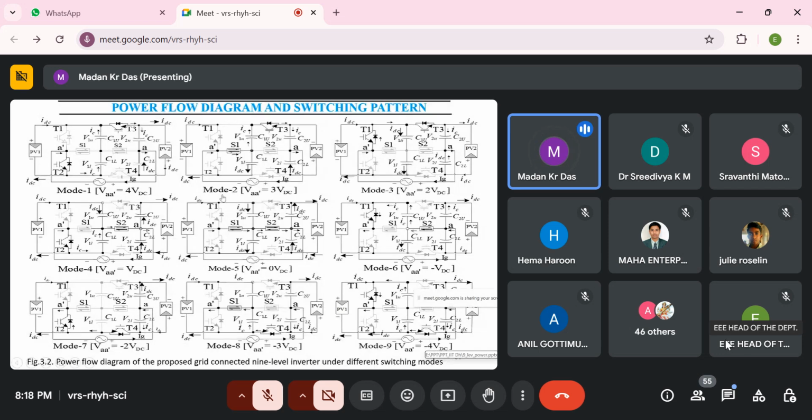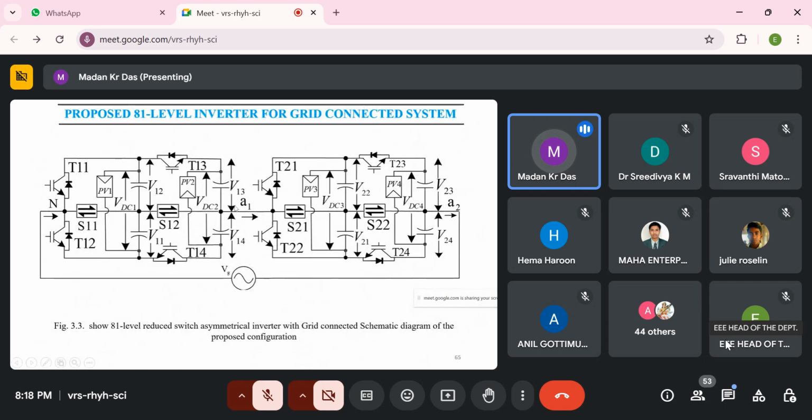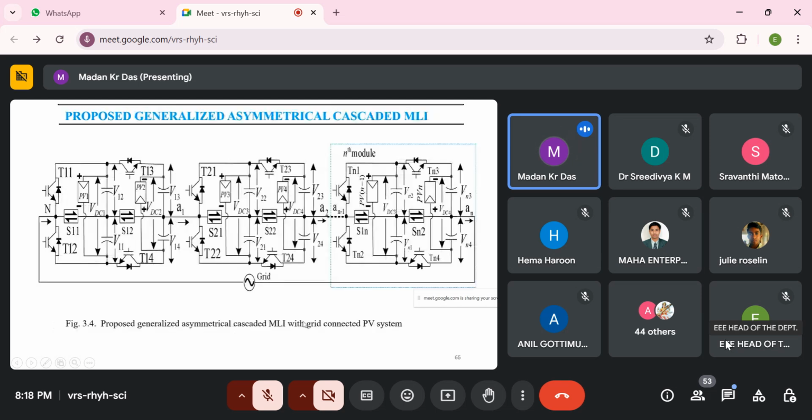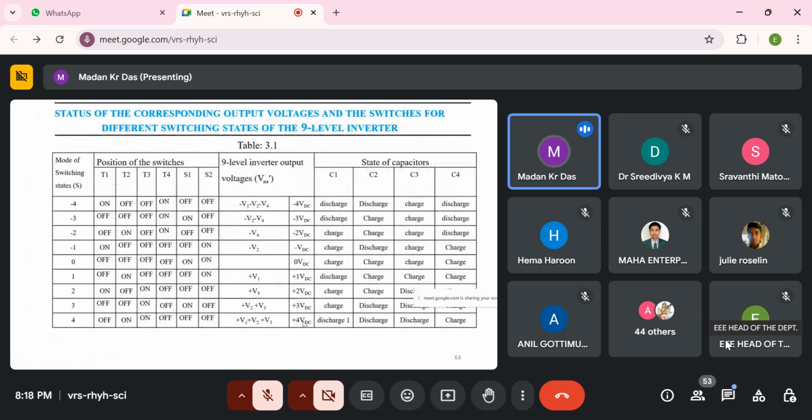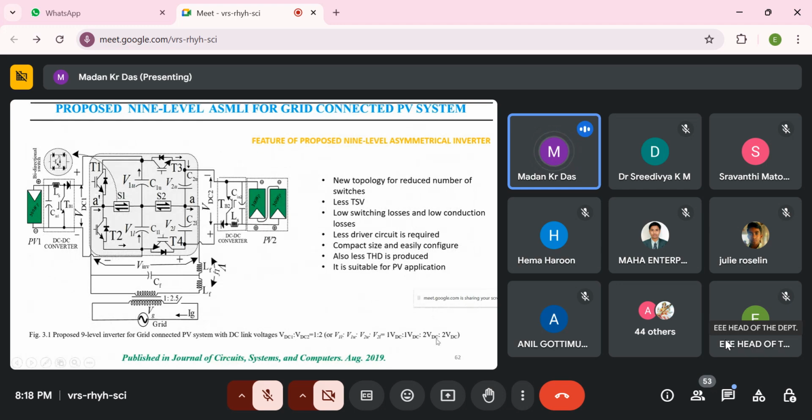So 9 modes of the switching table we have discussed to generate the 9-level output voltage. And in this inverter, only 2 switches are on at a time. And this same inverter can be cascaded to generate an 81-level output voltage, but its ratio will be changed. Means, what will the ratio be? Its ratio will be like this.